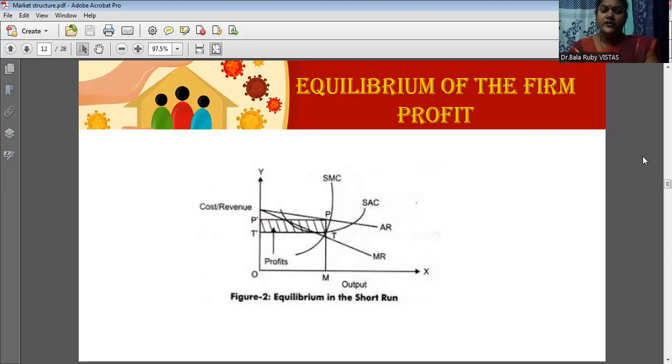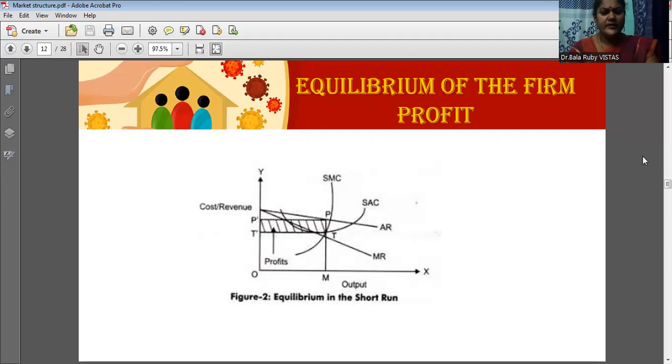Then you draw this marginal cost curve. When you draw this marginal cost curve, it always passes through the minimum point of the average cost curve. So through this minimum point of the average cost curve, you draw this marginal cost. Then you identify the equilibrium point.